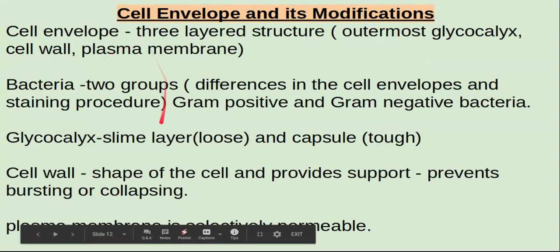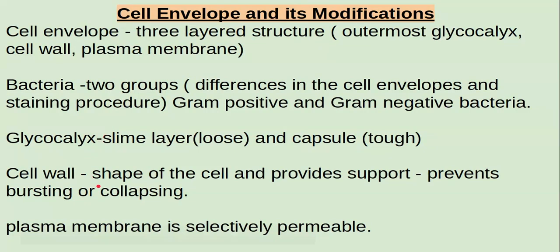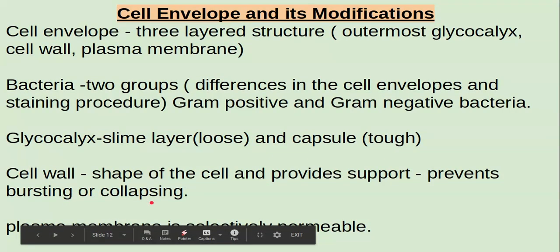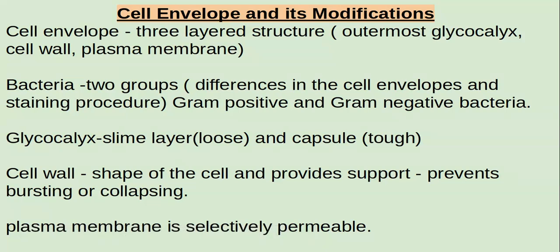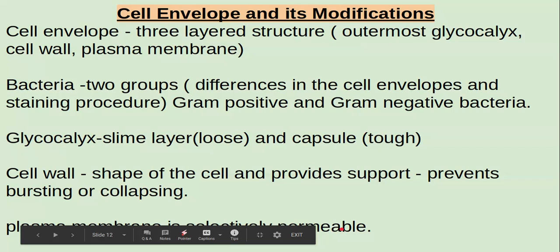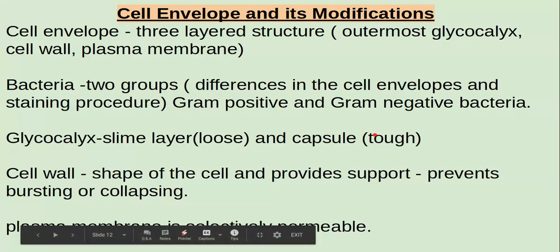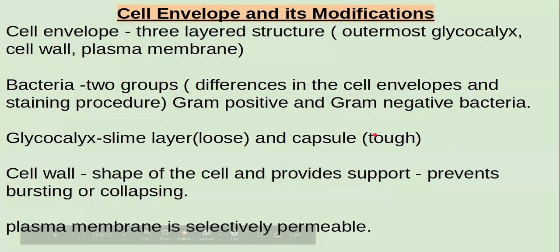We talked about the glycocalyx outer layer. Let's talk a little about the cell wall, which is inner to the glycocalyx. It is responsible for giving shape and support to the cell, and it prevents the cell from bursting or collapsing. And finally, inner to the cell wall is the plasma membrane, and we use the term selectively permeable. Selectively permeable means that this plasma membrane is able to selectively allow certain substances to pass through and keep certain substances out and not allow their passage. This is the function of the plasma membrane. Just to summarize: three layers, the outermost glycocalyx, the middle cell wall, and the innermost plasma membrane.